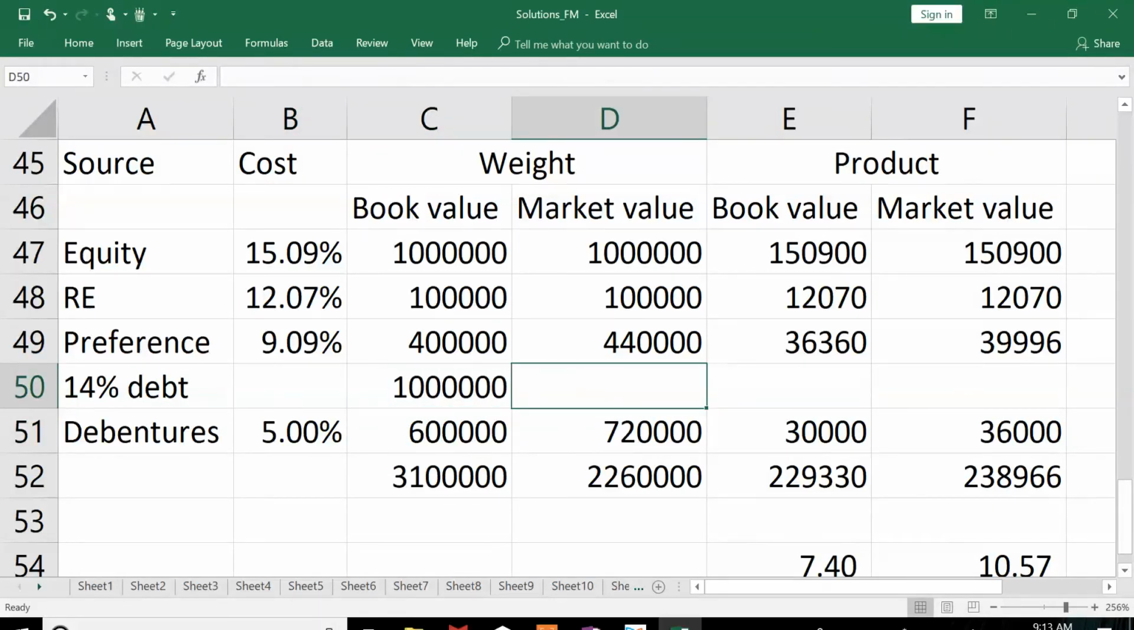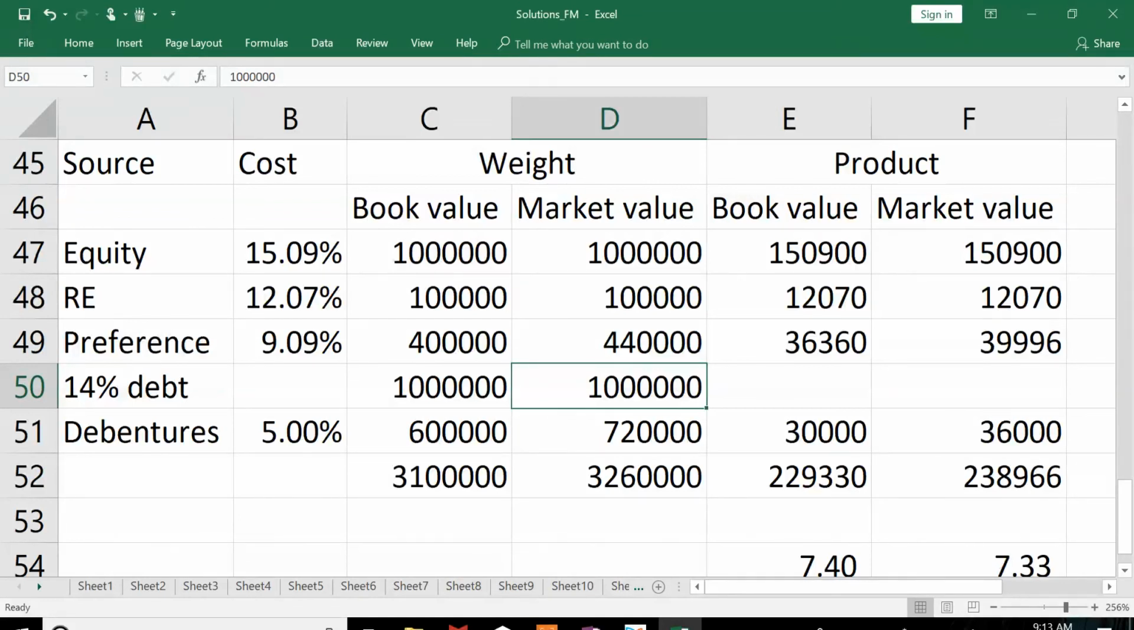10 lakhs and 10 lakhs. I've just increased by 10 lakhs and 10 lakhs. It's a 14% rate of interest. The cost of a debt, if no information is there, is interest into 1 minus tax rate, because your par value, face value and issue price will remain the same.